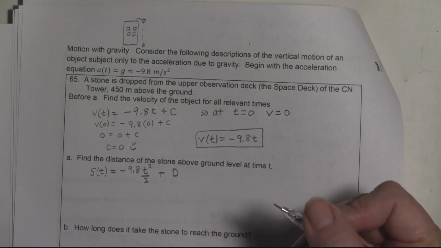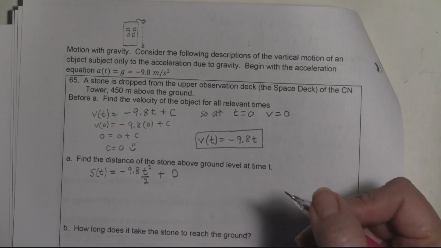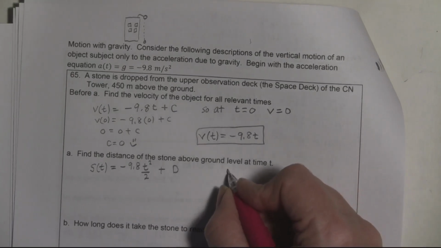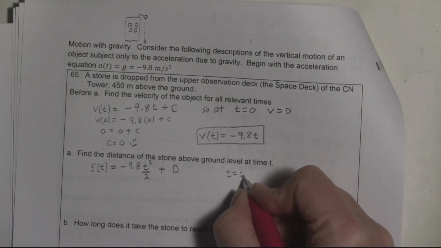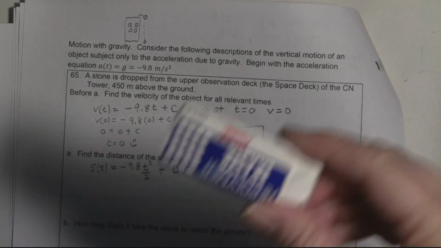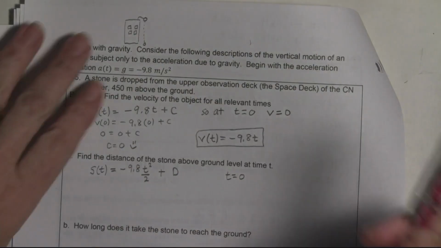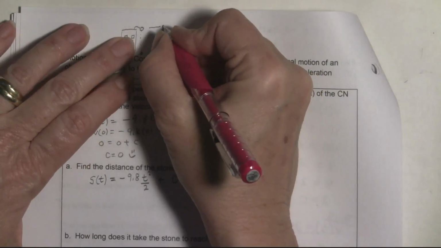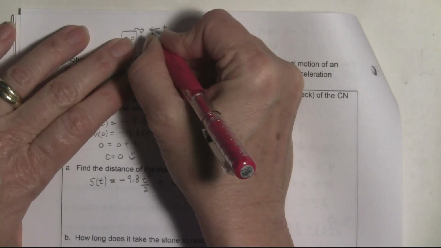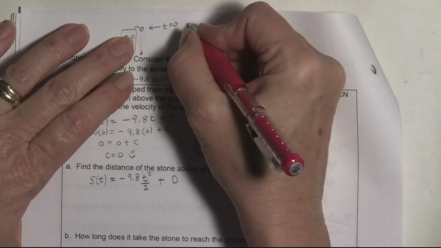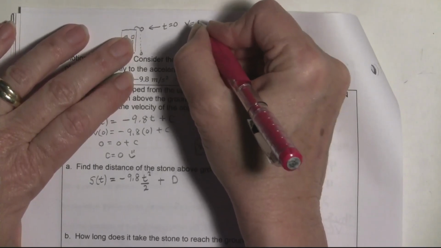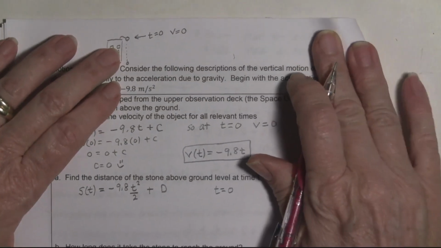It's actually not going to be 0 again, I think. And so at time 0, the stone is up here at the top of the building, right here, and the time is 0, and the velocity of the stone is 0, because we're just going to drop it.